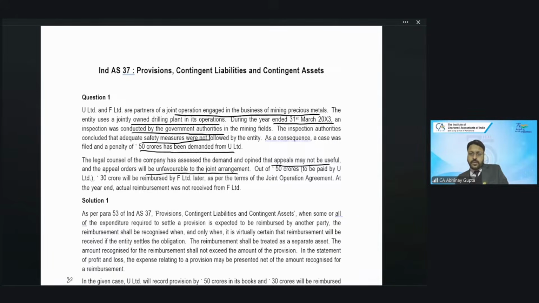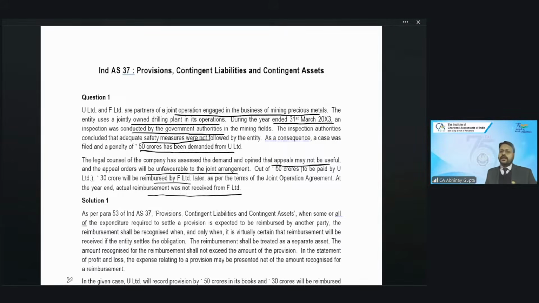Out of the 50 crore to be paid by U Limited to the government, 30 crore is to be reimbursed by F Limited to U Limited later, as per the terms of the joint arrangement. At the year end, actual reimbursement was not received from F Limited. So, what is the fact?